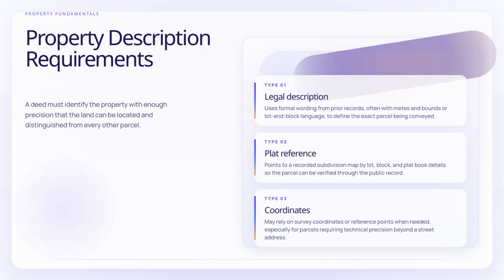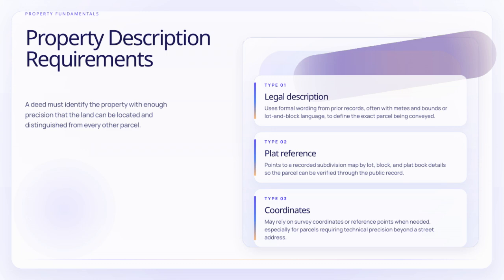When it comes to property descriptions, there are three main types we typically see. The first is a legal description, which uses formal language from prior records, often including metes and bounds or lot and block references. This method precisely defines the parcel being conveyed. The second type is a plat reference, which points to a recorded subdivision map, using lot, block, and plat book details. This allows anyone to verify the parcel through public records. Lastly, coordinates may be used, especially for properties that require a higher level of technical precision. This method relies on survey coordinates or specific reference points beyond just a street address.